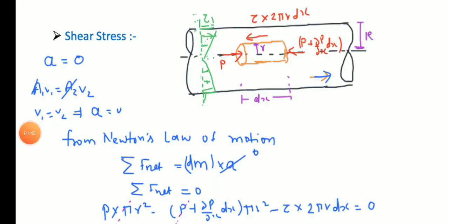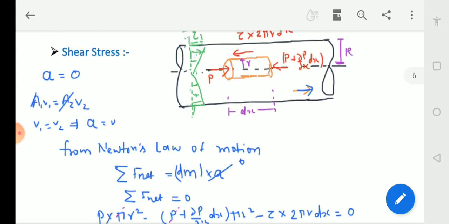Now if you want to obtain the shear stress profile in case of laminar flow through a pipe, I am giving you an example. We are taking a pipe in which we consider a small cylindrical element and make a free body diagram of it. The pressure on the left is P, and on the right at a distance dx it will be P plus del P by del x dx according to Taylor's expansion, right? The radius of the pipe is capital R.